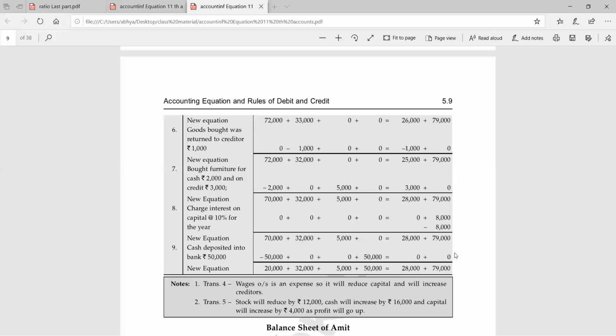Tell me the total of both sides. Yes, 1 lakh. Okay, some students are writing 1,20,000, some are writing 1,07,000. Who is correct? 1,07,000. It's not 120.